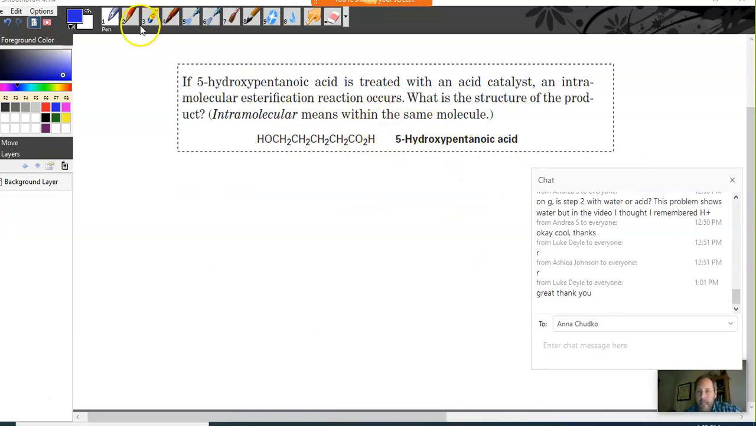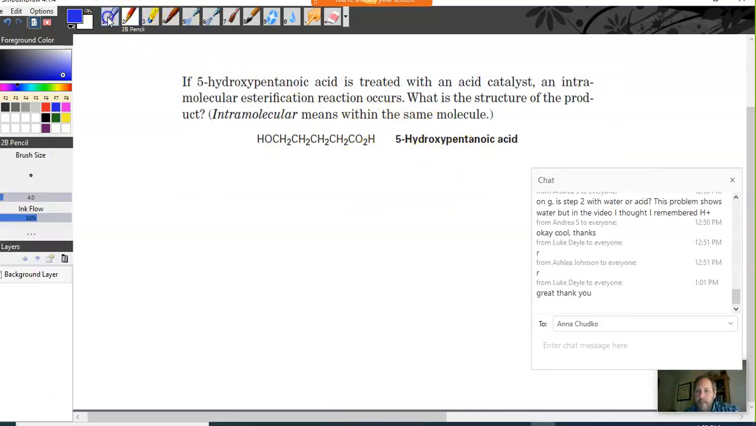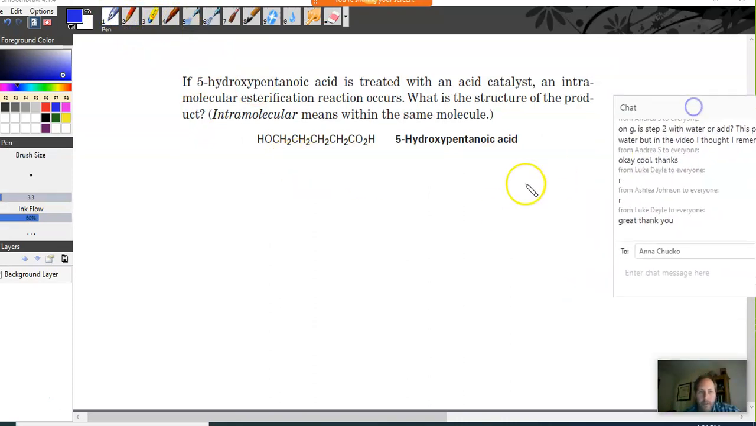Also, show me a mechanism. Do the mechanism of this as well. Kind of kill two birds with one stone on that one. Okay?